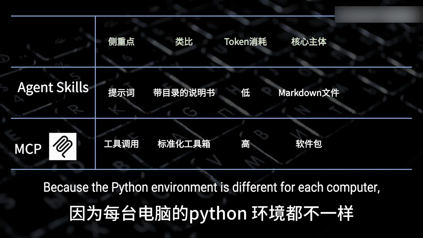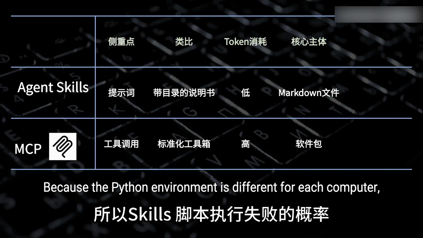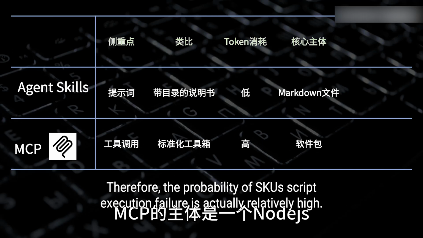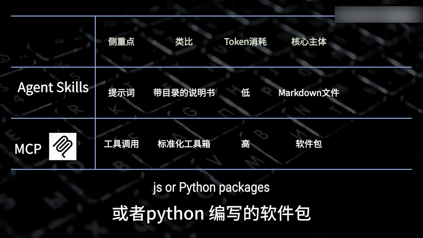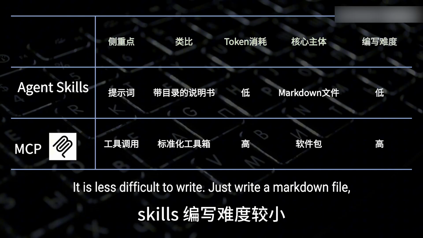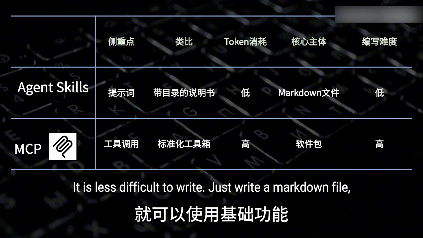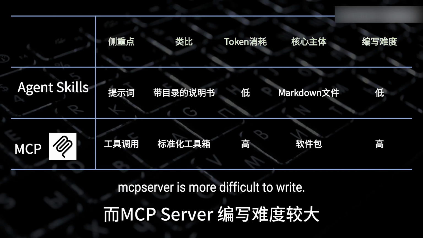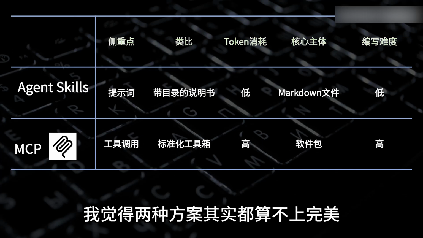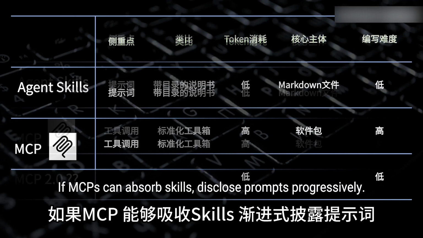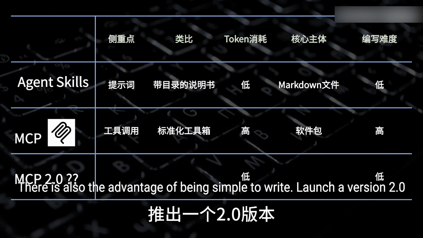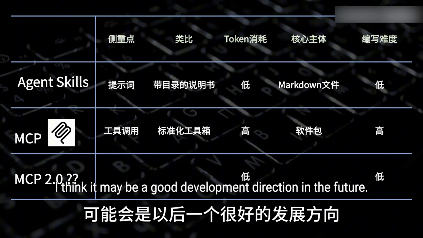But there is a pitfall in it. Because the Python environment is different for each computer, the probability of a skill's script execution failing is relatively high. The main body of the MCP is a Node.js or Python package, so its execution success rate is definitely better than that of skills. Skills is less difficult to write. Just write a markdown file and you can use the basic functions. An MCP server is more difficult to write. A complete development environment needs to be built. So I don't think either solution is perfect. If MCP can absorb skills' progressive disclosure of prompts while keeping the advantage of being simple to write, and launch a version 2.0, I think it may be a good development direction in the future.